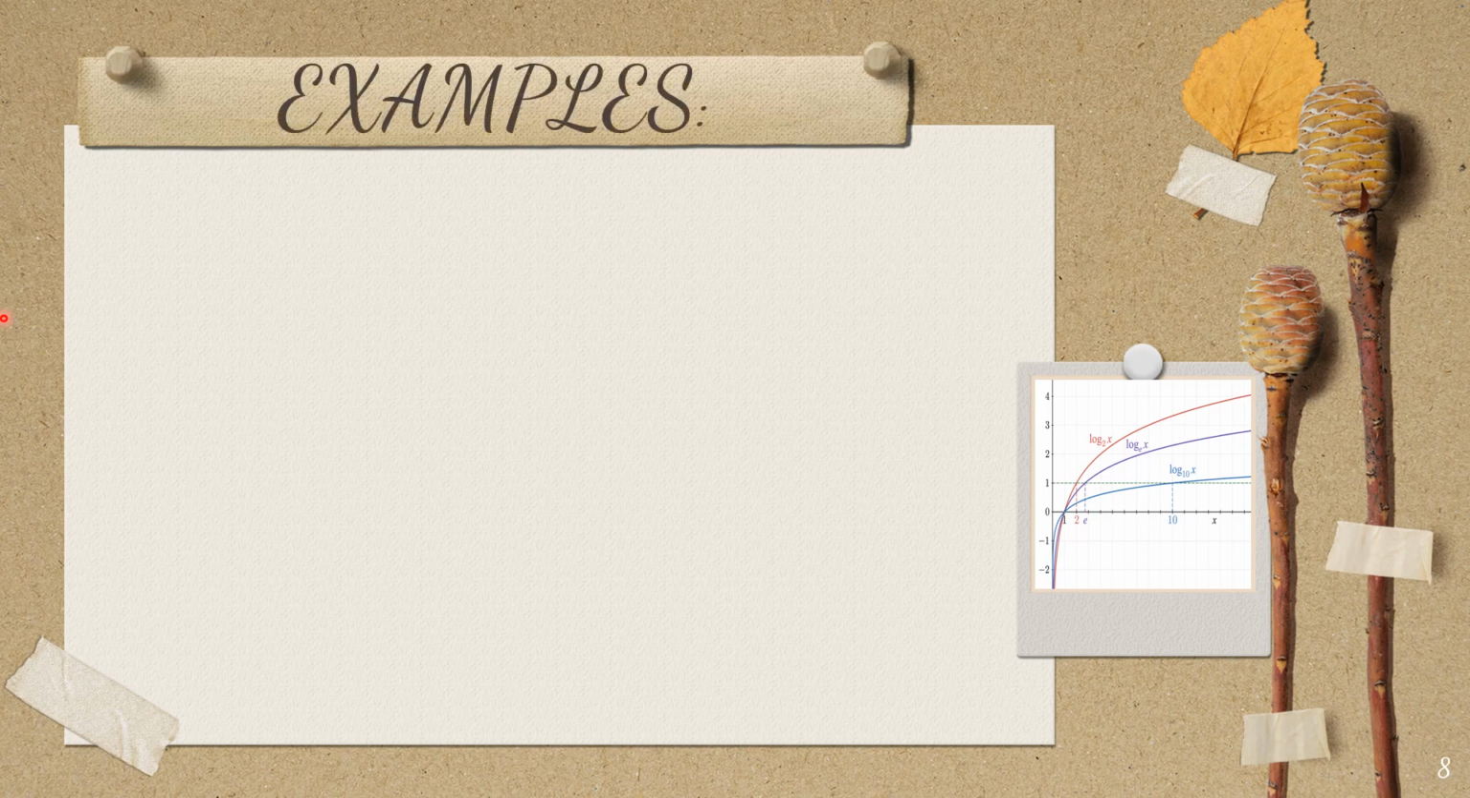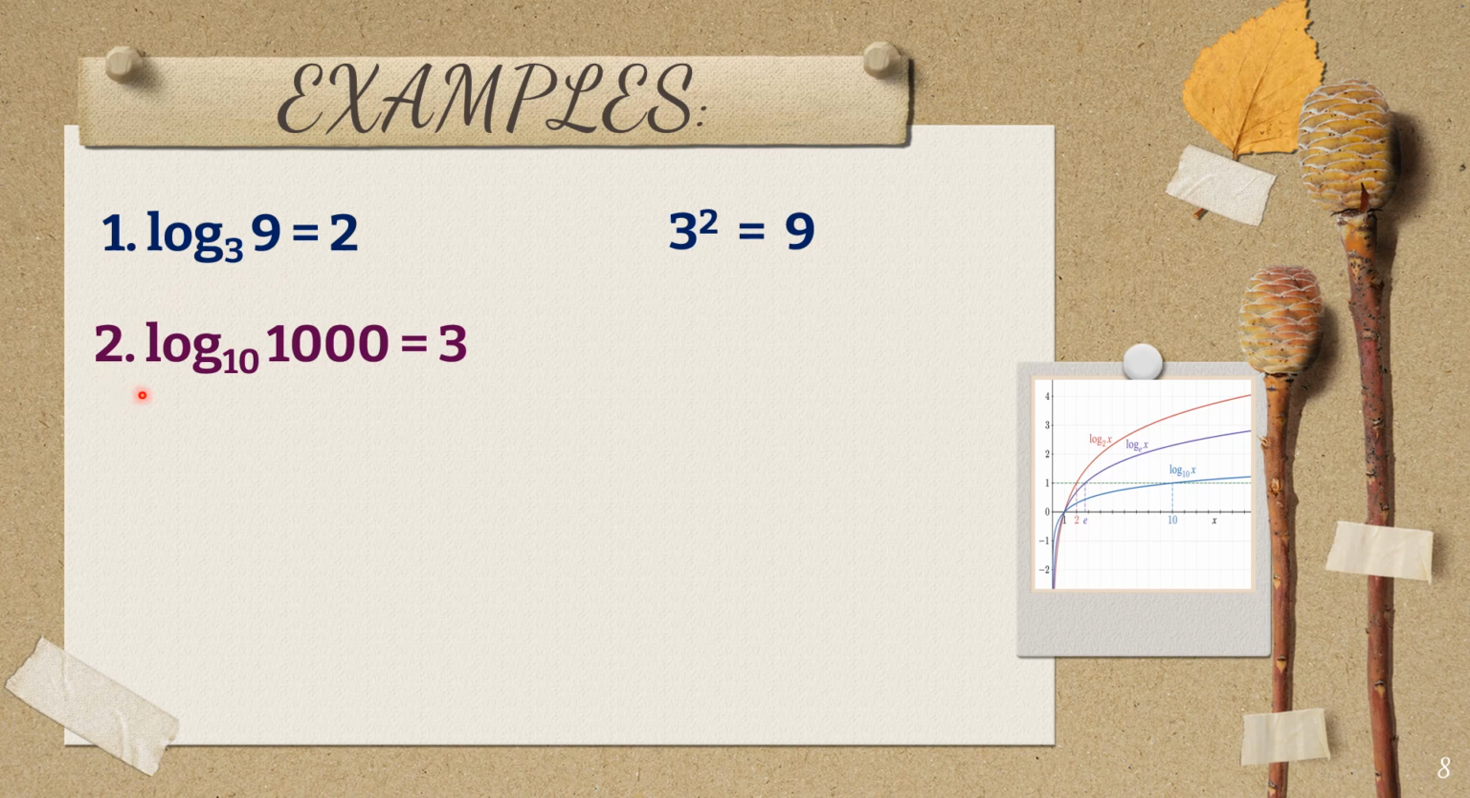So let us apply in changing logarithm to exponential. Number 1, logarithm of 9 to the base 3 equals 2. So it means our base is 3. So 3 squared equals 9. Number 2. Logarithm of 1000 to the base 10 equals 3. Our base is 10. So 10 cubed equals 1000.